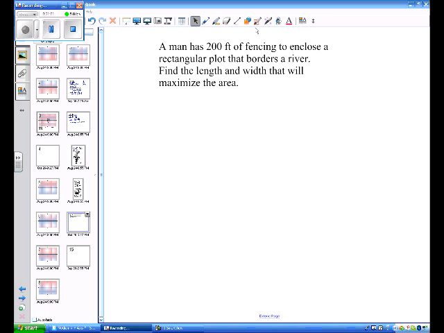Okay, let's look at a problem that helps us see where we might use this idea of the maximum and the minimum, axes of symmetry, and how we would go about using this. Here we have a problem where a man has 200 feet of fencing to enclose a rectangular plot that borders a river. Find the length and width that will maximize the area.